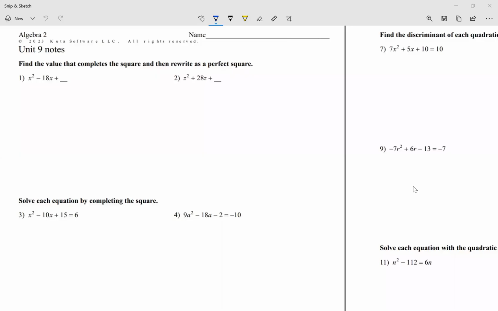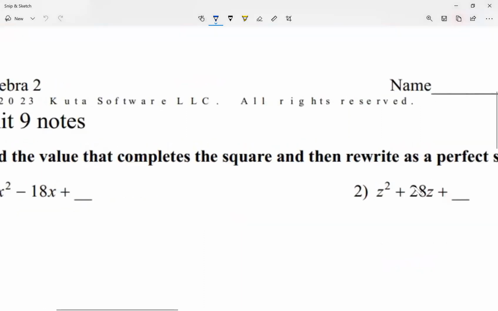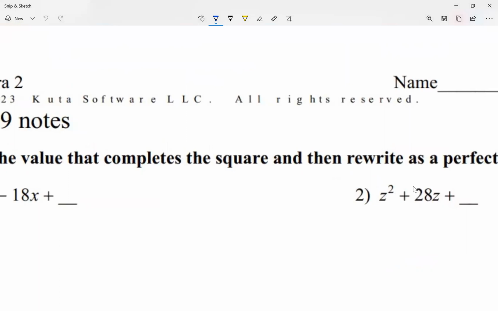Okay, now in this unit, we're going to be moving to what we call the perfect square. We talked about factoring before. I remember we covered something like x squared plus 6x plus 9. We learned how to factor that.